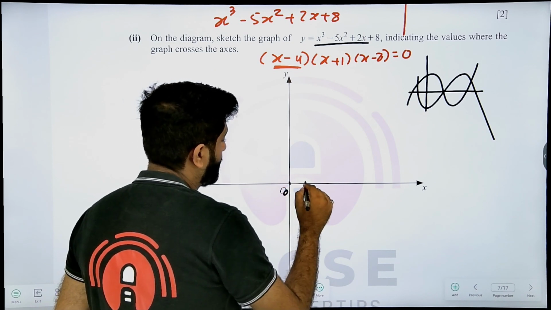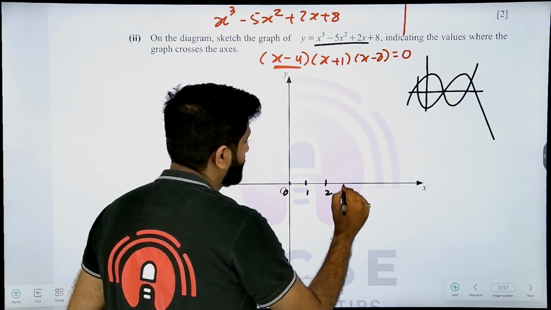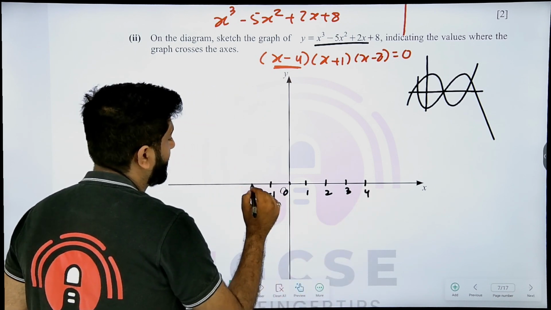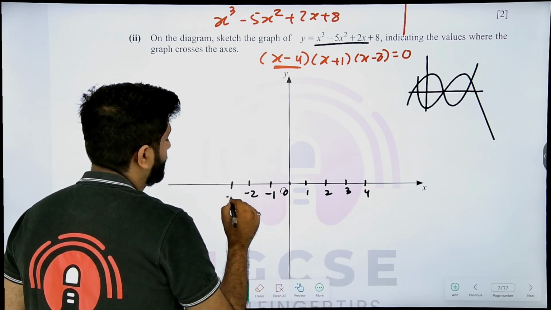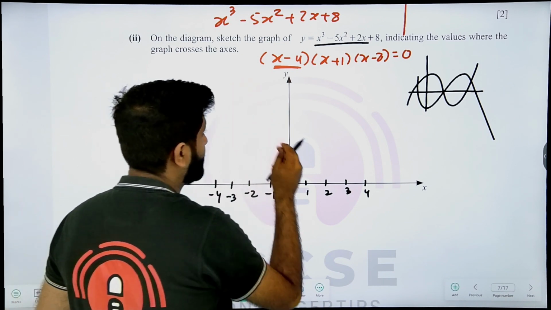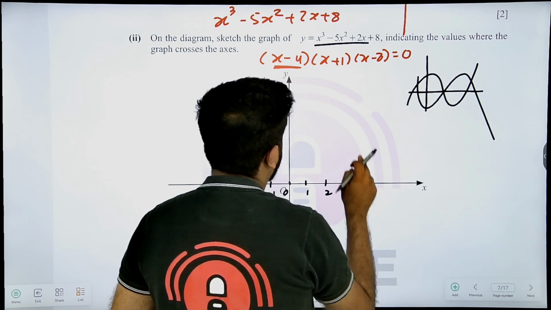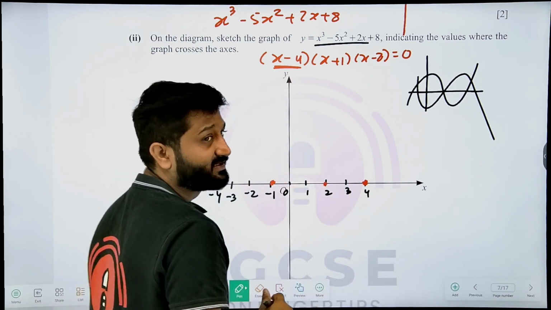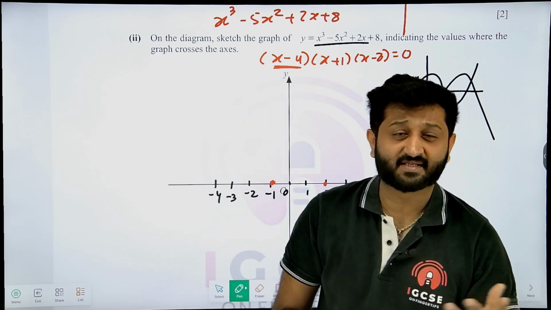So 0, let's say this is 1, this is 2, this is 3, this is 4. Again, let me mark negative 1, negative 2, negative 3 and negative 4. So I have the first value at 4, then I have negative 1, and then I have 2. So guys, these are my x-intercepts.